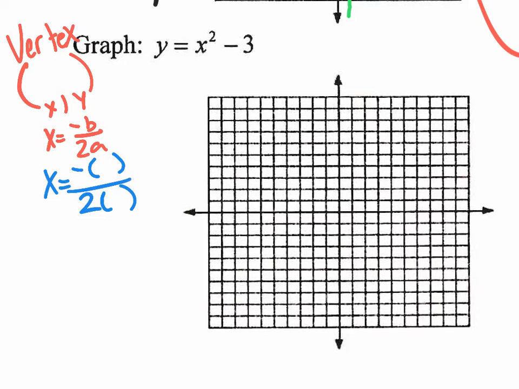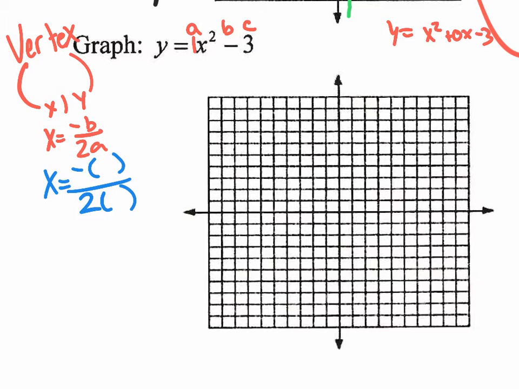X equals negative b over 2a. Then I'm going to go back to my equation and identify the a, the b, and the c. The a is 1. The b is what? 0. It's not there. The c value is negative 3. If you wanted to, you could rewrite it like this, y equals x squared plus 0x minus 3. But we could all see that the b value is not there, so we're going to say that the b value is 0.